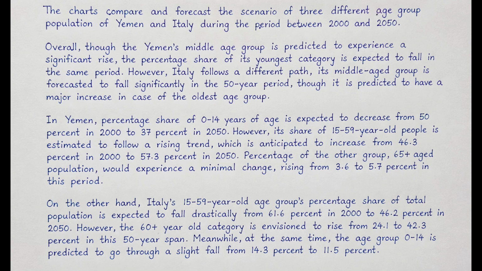The 15 to 59 age group is expected to fall significantly from 61.6% in 2000 to 46.2% in 2050. However, the older population aged 60 and above is predicted to rise sharply from 24.1% to 42.3%. This suggests that Italy's population is becoming older over time. In contrast, the youngest group aged 0 to 14 will decline slightly from 14.3% to 11.5%.